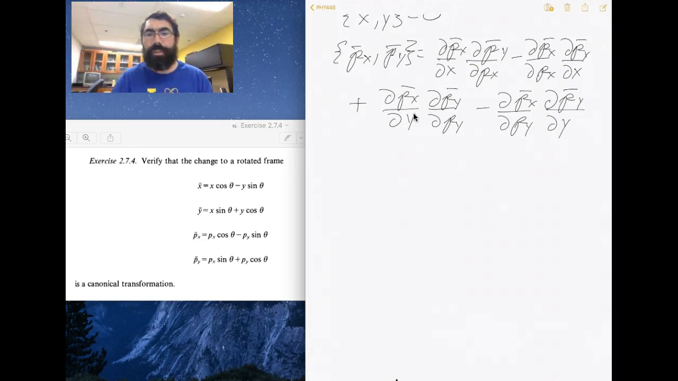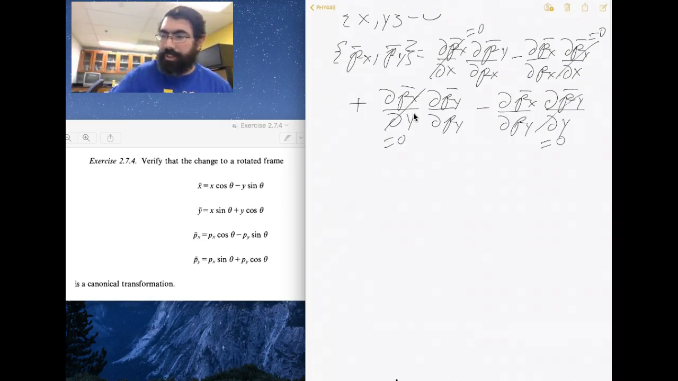Okay, so looking through the equations, we can see by inspection that any of the derivatives which have a derivative of the momentum with respect to x or y is going to be 0. So this term is 0, this term is 0, this term is going to be equal to 0, and this term is going to equal 0. So in this case, the Poisson bracket turns out to be 0. So far we're 2 for 2.